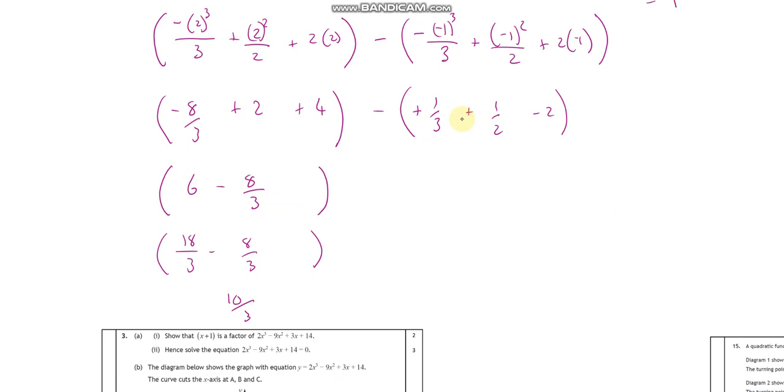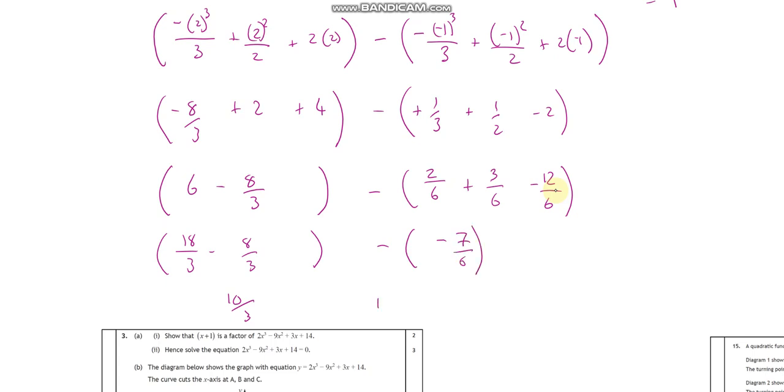And this bit, how do I want to write this one? Well, let's put it onto sixths. You're looking for the lowest common multiple for that one. So I'm going to take away 6. That's going to have to be times by 2, so 2 sixths. This will be times by 3, so that would be 3 sixths. And that would be times by 6, so negative 12 sixths. So I've got 5 sixths take away 12 sixths, and that's going to be negative 7 sixths.